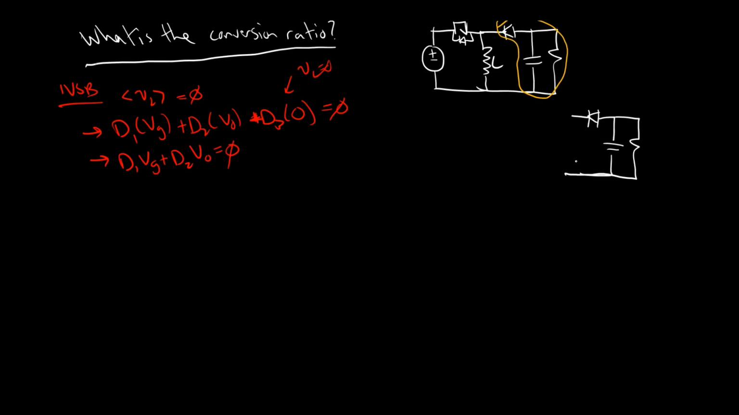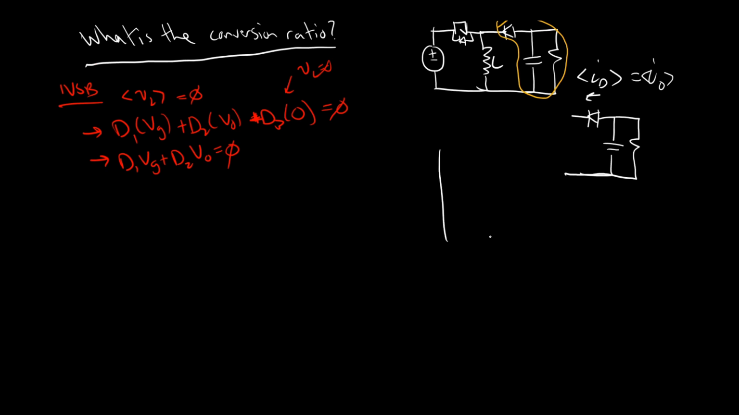And what I want to highlight is that ID is the only current that has to pass through the inductor to go to the load. So the average ID must be equal to the average load current. This is slightly different from before, right? Before it was the average inductor current. Here it's the average diode current, because the diode is the only thing that's conducting to the load. This is the only way for current to get to the load. So we have to inspect the diode current.